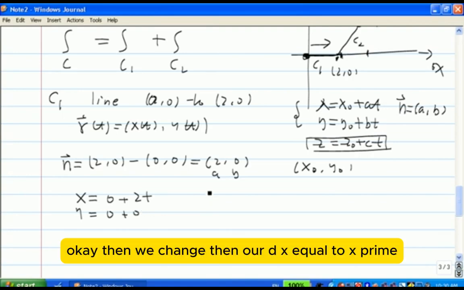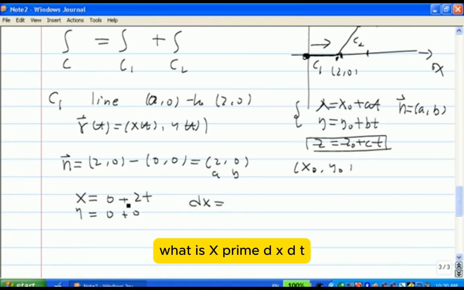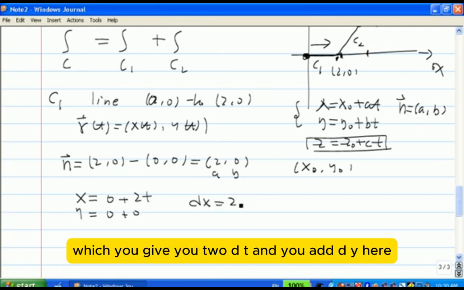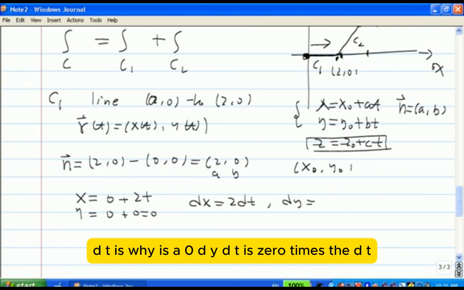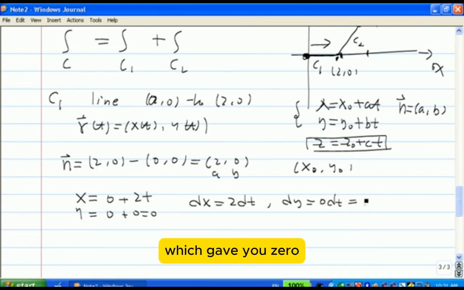Then our dx equals x prime. What is x prime? dx/dt, which will give you 2 dt. And your dy here, take the derivative of this, it is 0. dy/dt is, why is it 0? dy/dt is 0 times dt, which will give you 0.